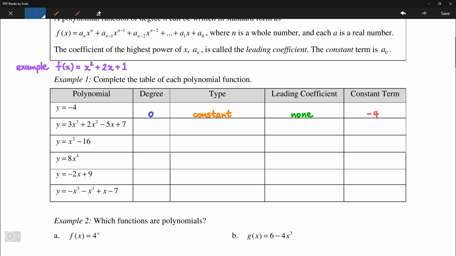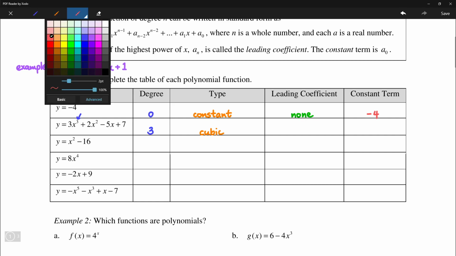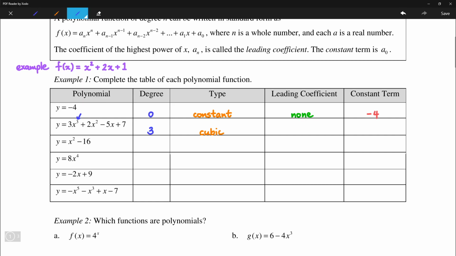Okay. Next up, we have the highest power of x is 3. So this is degree 3. The type would then be cubic. The leading coefficient in this case, of course, is going to be 3. And the constant term is 7.